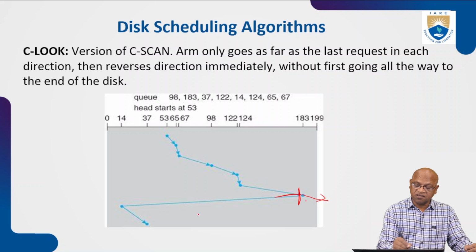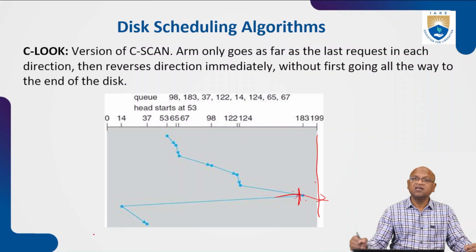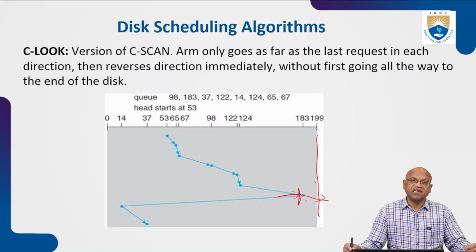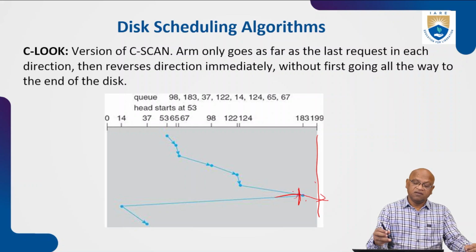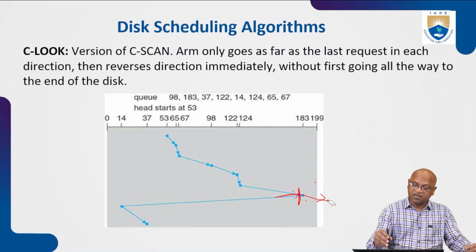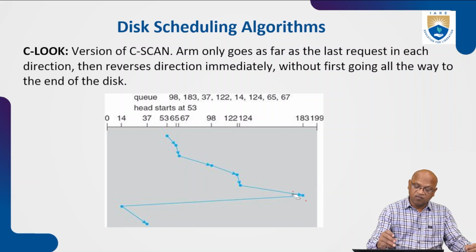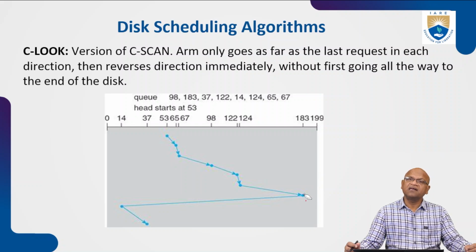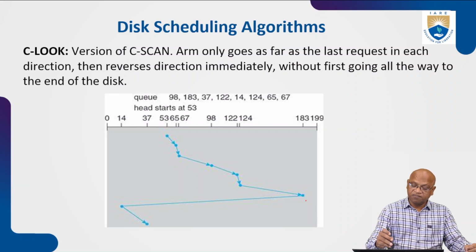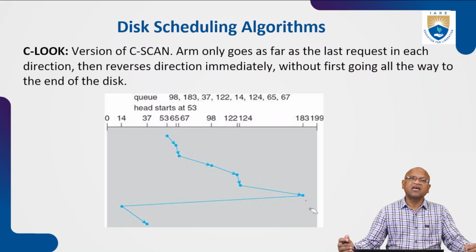It starts jumping from there itself. It won't go to the last. This is the last request, and it won't go till the end. It jumps from here. This is the only difference between C-LOOK and C-SCAN. Rest is all the same. It won't serve in reverse, but it won't go to the last track, the last cylinder. It goes only up to the least or maximum requested track, and it will jump from there. That's the only difference between C-SCAN and C-LOOK.